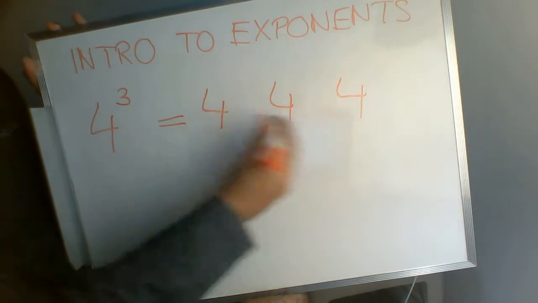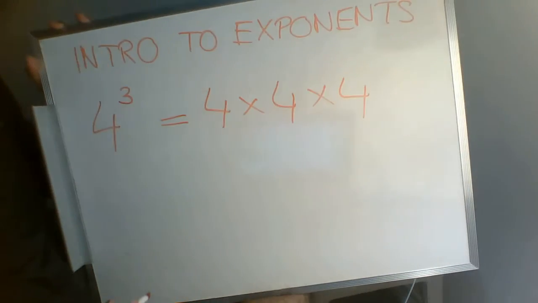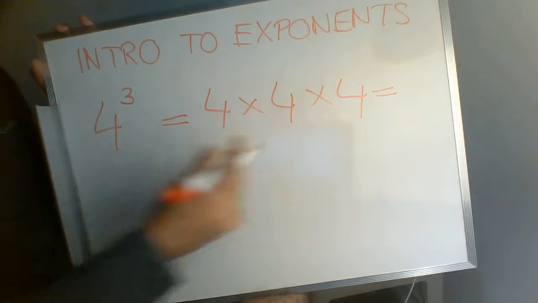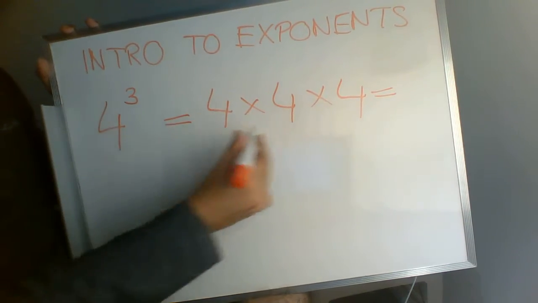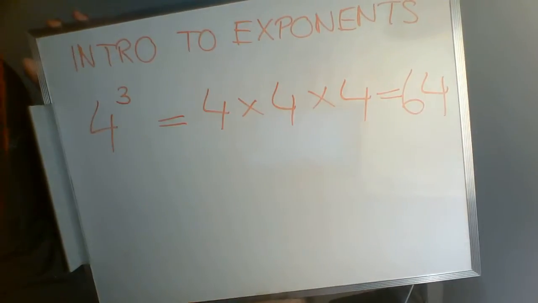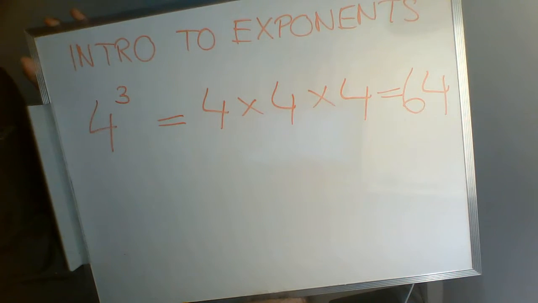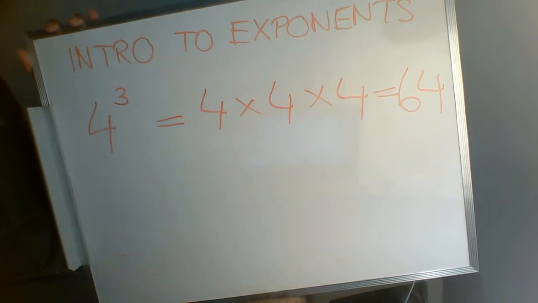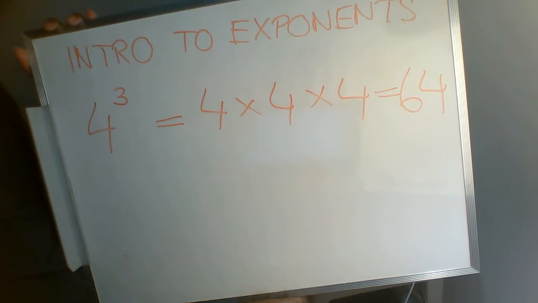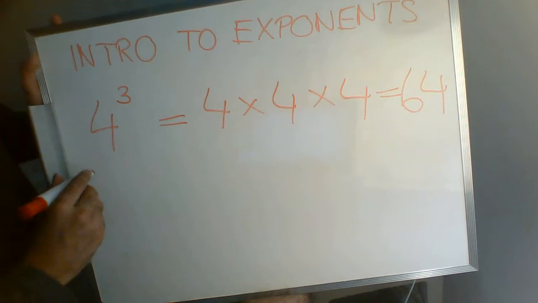So we've got 4 times 4 times 4, we'll put those multiplication signs in there, and then we can get our answer. 4 times 4 is 16, and then 16 times 4 is going to give us 64. So that would be your answer for 4 cubed. Alright, hopefully that's making sense.